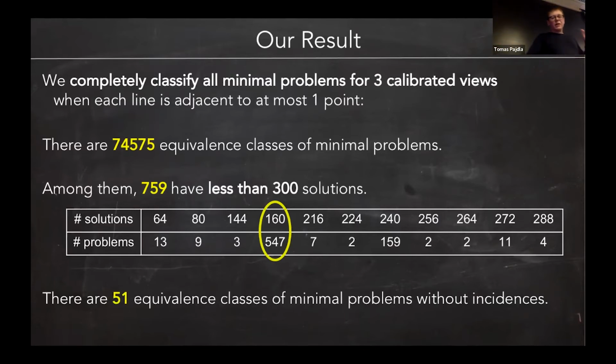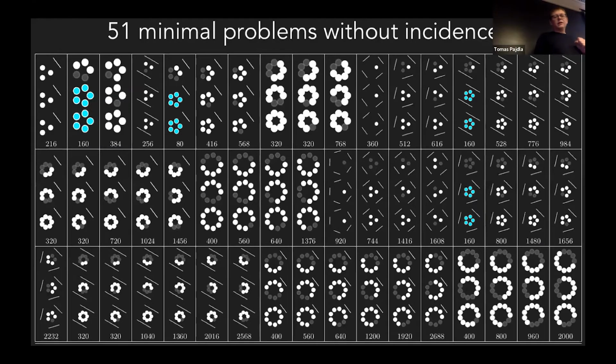And there are also some which have no incidences, like no points are on lines, just everything is kind of free. Some of them are familiar, like this one, for instance. You see 3 views, those two views are actually 5 points in two views, and the third one has just 3 points. So these are absolute pose problems. So the combination of one relative 5-point problem with one absolute 3-point pose problem, and all other variations.